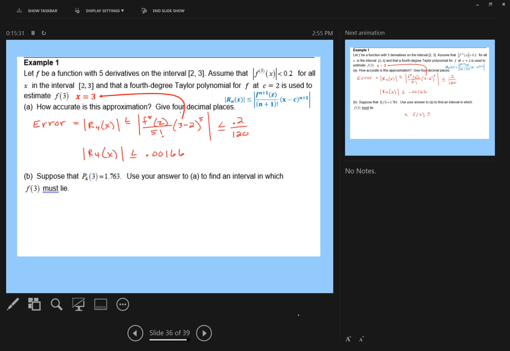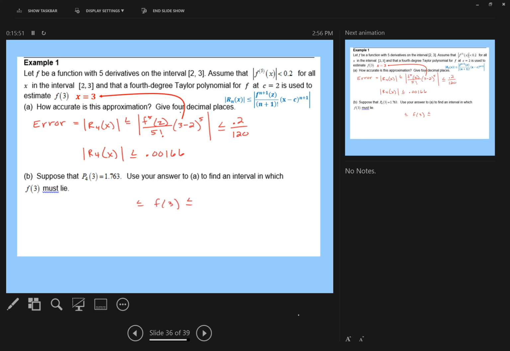Part B. Suppose that the polynomial, when I added up those 4 terms, actually equaled 1.763. Remember how we did that on alternating? We would add them up. This says, use the answer to part A to find an interval in which f of 3 must lie. Do it just like we did alternating.